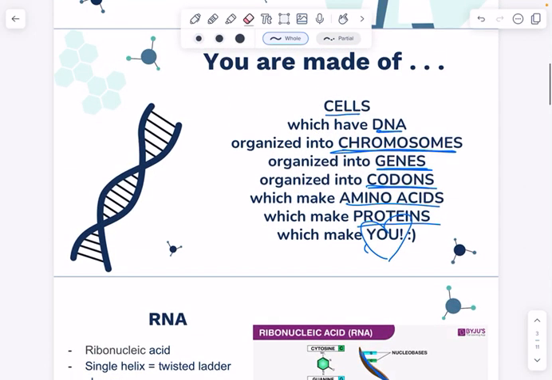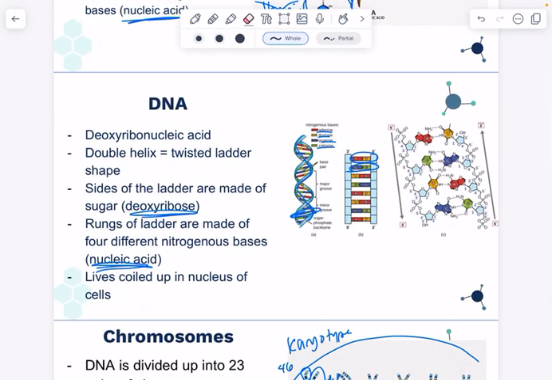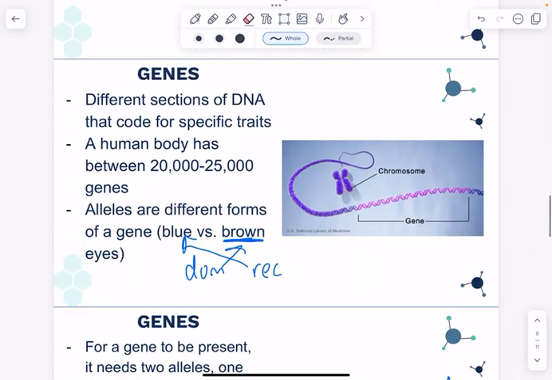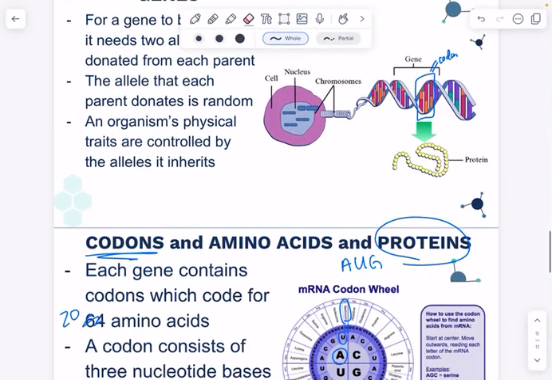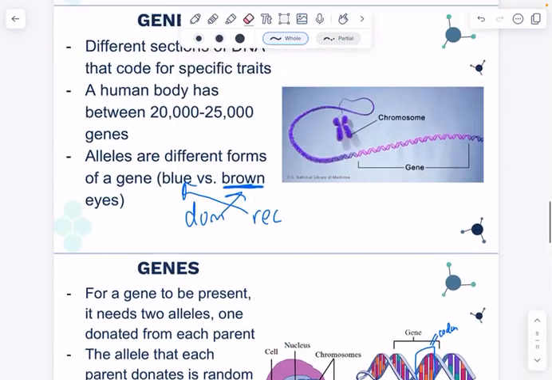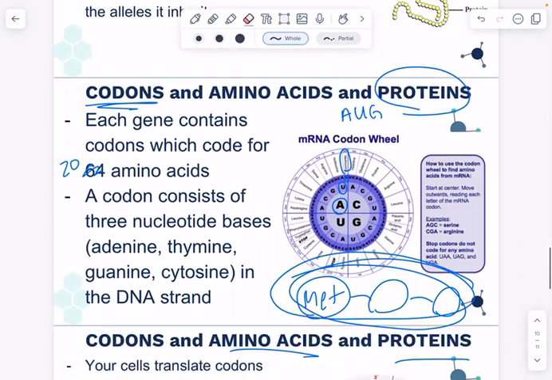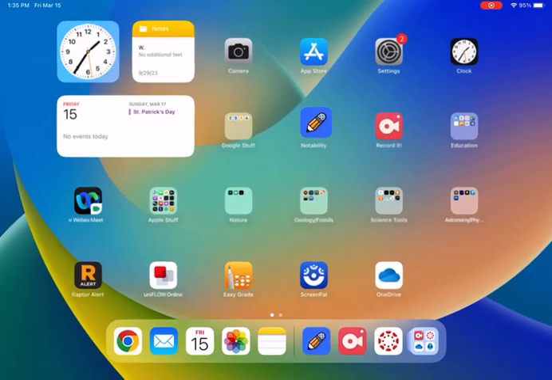All right. So I'm going to recap that one more time to make sure we are all on the same page. Cells, DNA, chromosomes, genes, codons, amino acids, proteins, you. All right, DNA, double ladder, and it's organized into chromosomes. You have 46 total, 23 pairs, one of each from mom and dad. Sections of a chromosome are called genes. Genes code for specific things in your body. Genes are divided up into codons. Every 3 rungs of the DNA ladder is a codon. Each codon is transcribed into an amino acid, and when you add a bunch of amino acids together, you get a protein. Hope that makes sense.